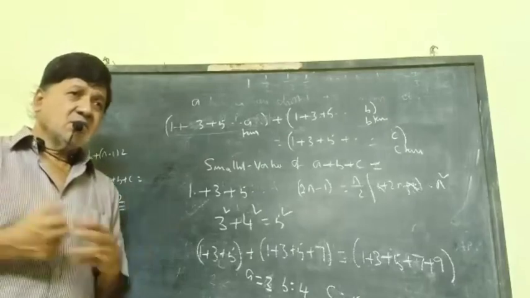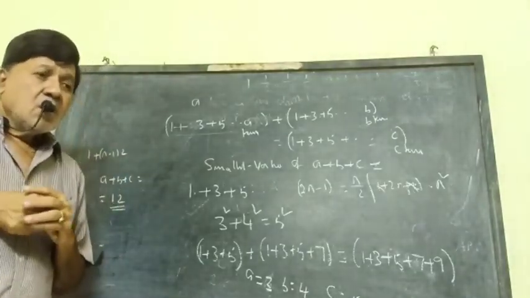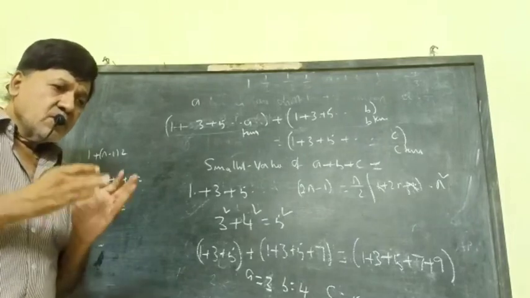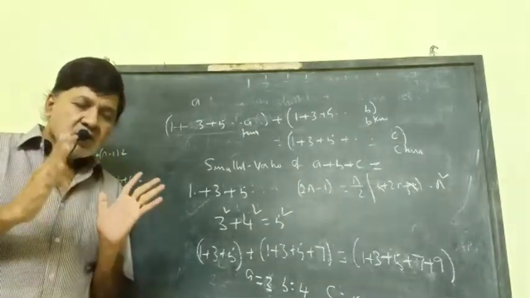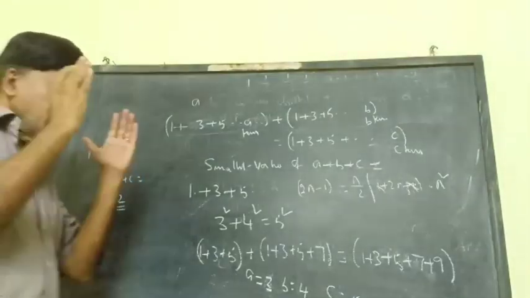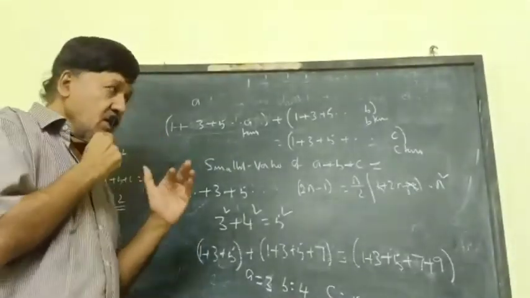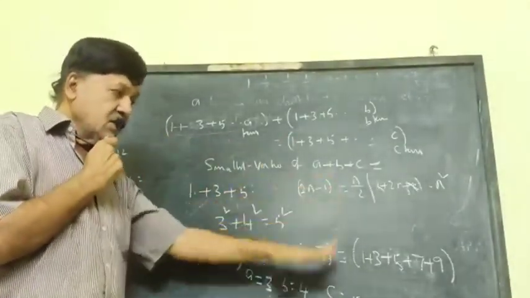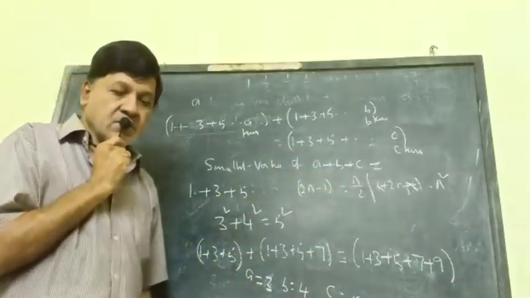See, by this time you should know that the sum of the first n consecutive odd positive integers is equal to n square. If by seeing this problem that point is there in your memory, you can easily solve this problem. Understood? Right. Okay.